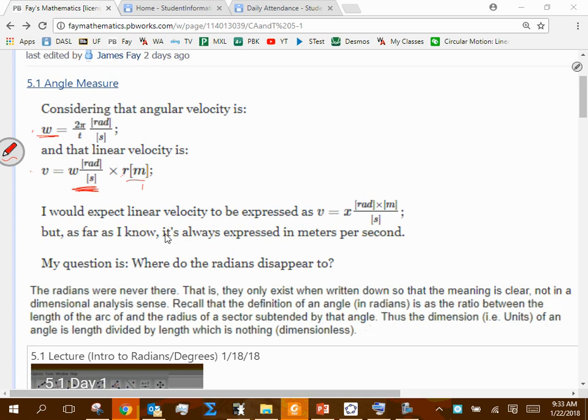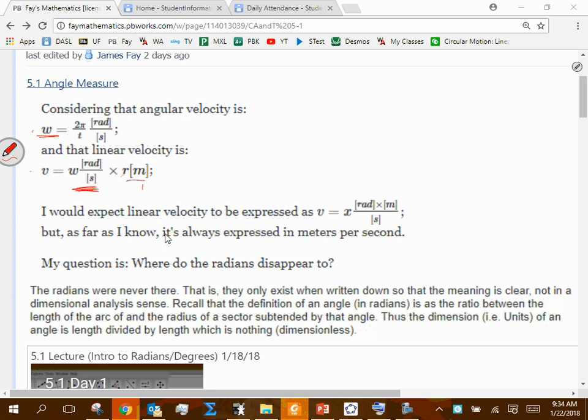But whenever we express this in an answer as a speed or a velocity, we go meters per second. And the radians just vanish. Does that make sense? Okay? Now here's the reason why, and that's the question the person asks, where do the radians disappear to? Okay? So the radians were never really there. Okay? I'm going to talk about this in a moment. But it says, that is, they only exist when written down, so the meaning is clear. Okay?